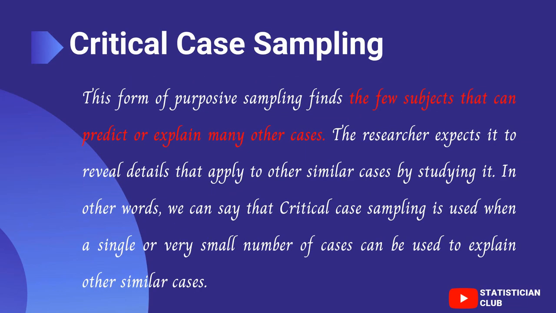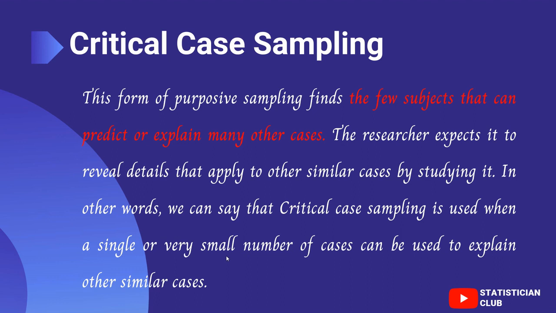Critical case sampling. This form of purposive sampling finds the few subjects that can predict or explain many other cases. The researchers expect to reveal details that they can apply to other similar cases by studying it. So in other words, critical sampling is used when a single or very small number of cases can be used to explain other similar cases.